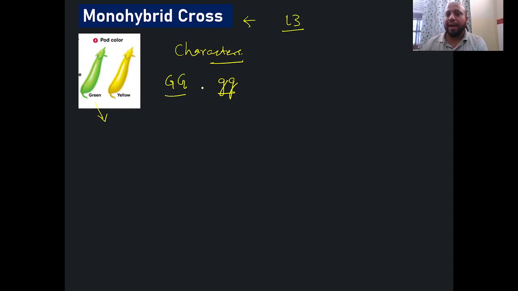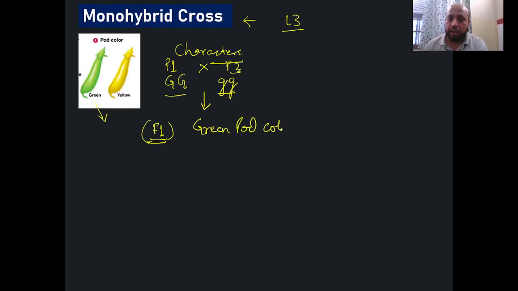Now, what Mendel actually did in one of his crosses was that he took one of these plants and crossed the green pod color plant with the yellow pod color plant. So we expect the next offspring, that is the F1 offspring. That is how a geneticist wants to know, and Mendel was trying to understand. To his surprise, he found that all the F1 plants were green pod color.